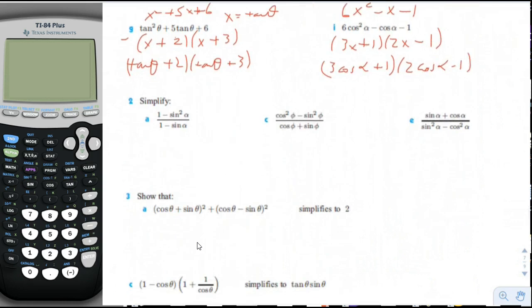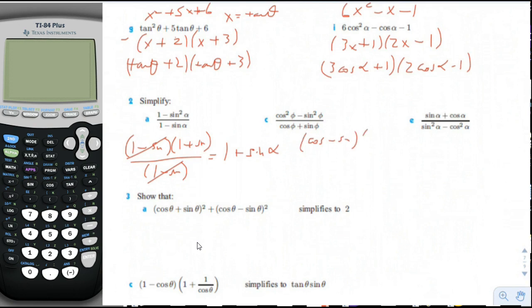Okay, simplify. 1 minus sine squared of alpha over 1 minus sine alpha. So remember the top is equal to 1 minus sine, 1 plus sine, and on the bottom you have 1 minus sine. So these cancel out, you end up with 1 plus the sine of alpha. Now this one here, we have cosine minus sine, cosine plus sine, and on the bottom you have cosine plus sine. Cancels out, you end up with cosine of phi minus the sine of phi.